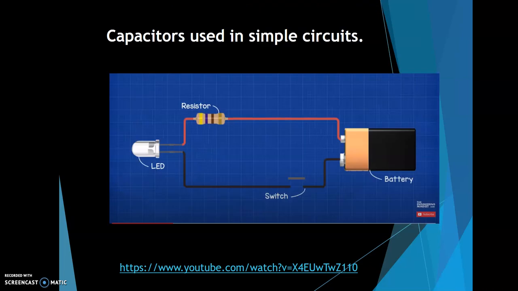Let us now try to relate this example with the simple electrical circuits with capacitors. Here is a basic circuit to glow a light emitting diode. The light emitting diode is connected to the power resource, and here is the switch to complete the circuit. So when the switch is on, the LED starts glowing.